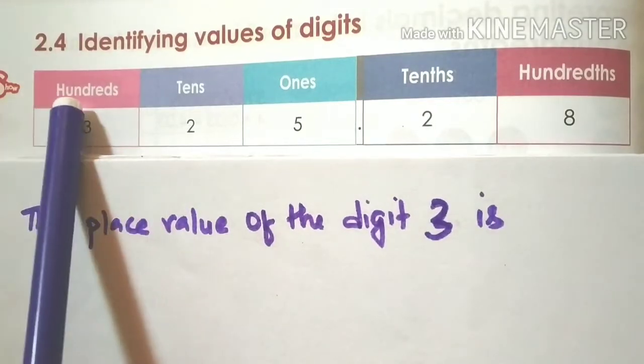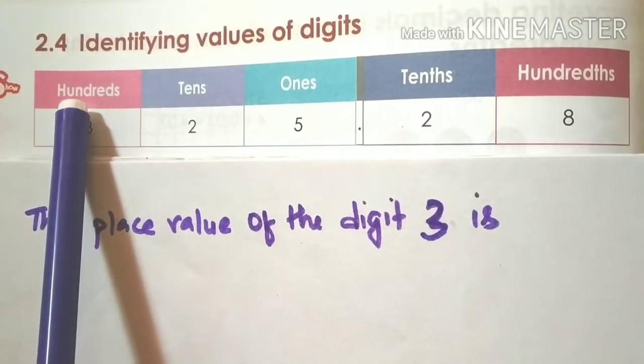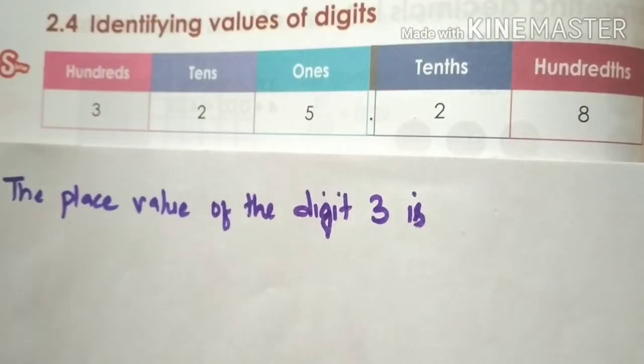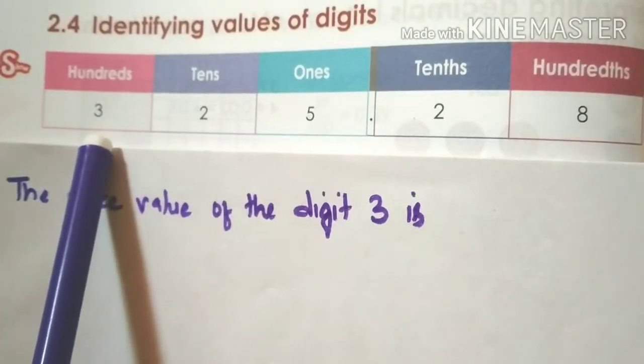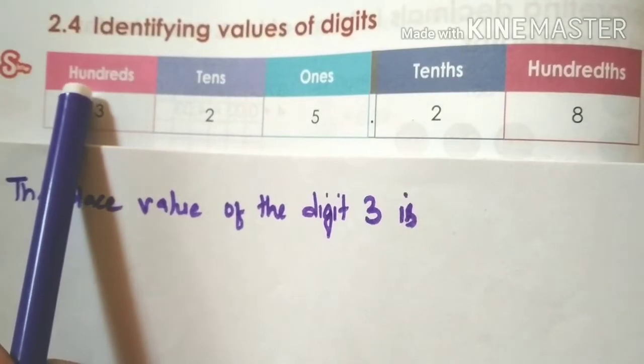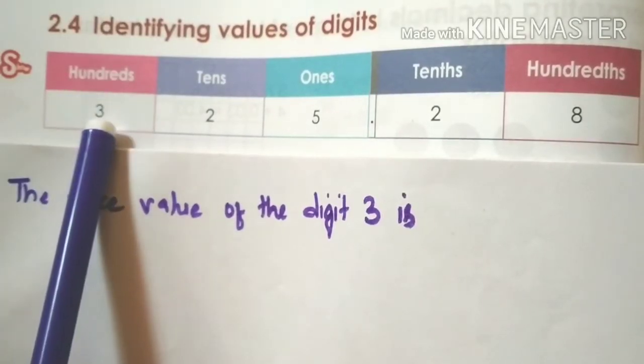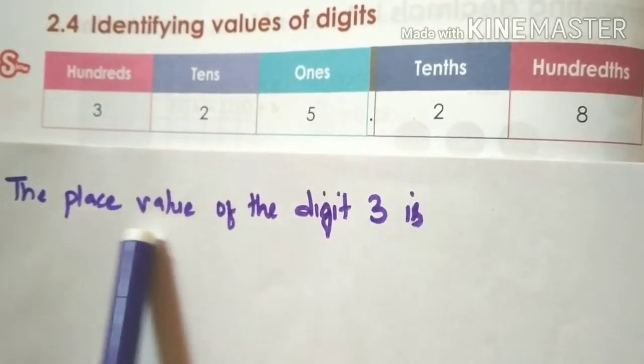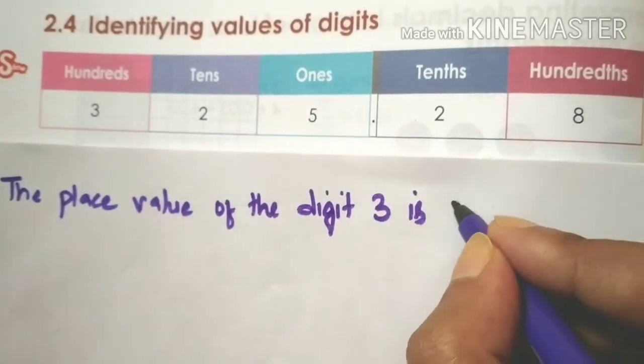Which digit is in the hundreds place? The digit 3 is in the hundreds place. And what is the place value of the digit 3? The place value of the digit 3 is 300.